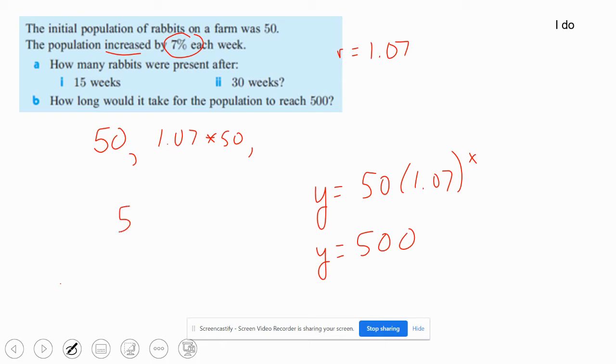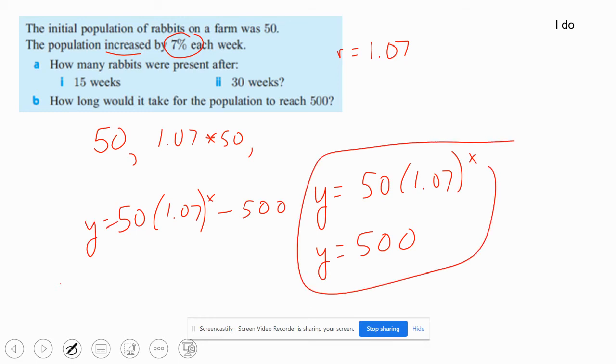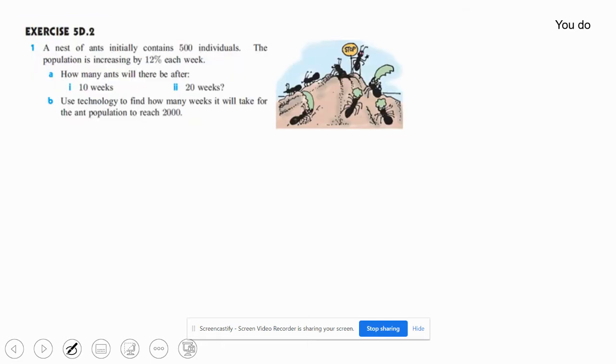The other way you could do it is 50 times 1.07 to the x minus 500, because that would be solving. That'd be setting those two equal to each other. You could find out when y equals 0 there. We'll talk a little bit more about solving later on. You also could just scroll down until you get to 500. I just didn't want to do that on here.